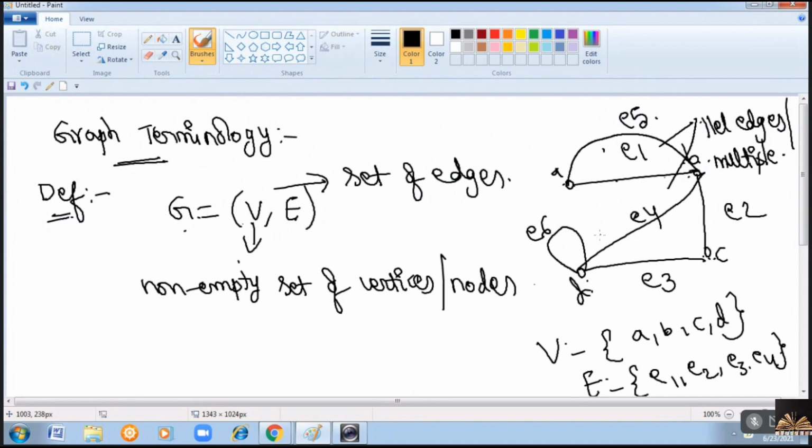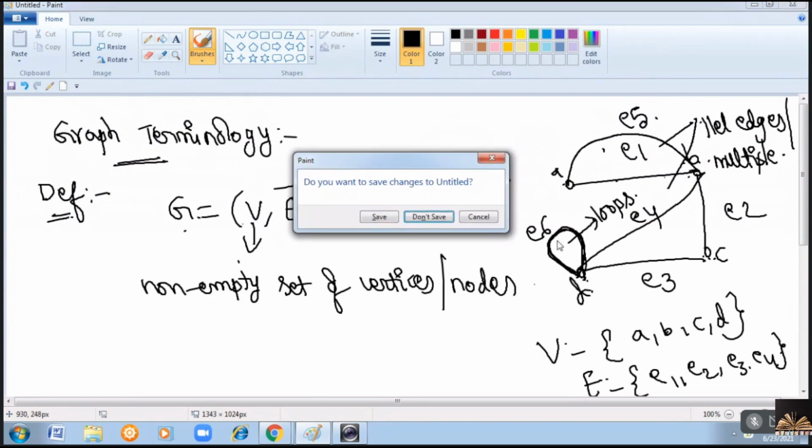Now if an edge is formed from a vertex to itself, that is E6, from D to itself, those types of edges are known as loops. Now we'll see what a simple graph is.